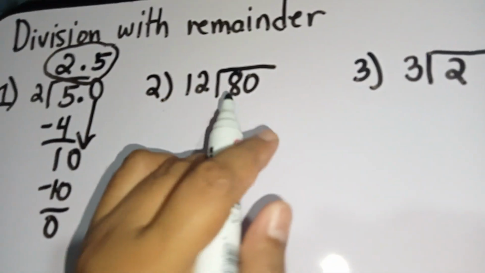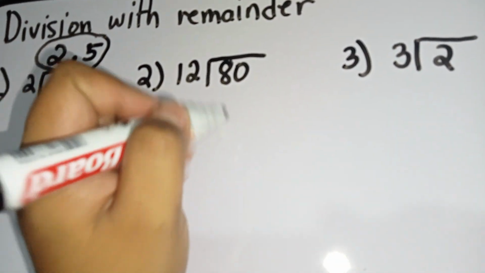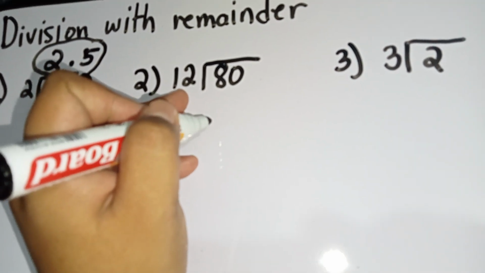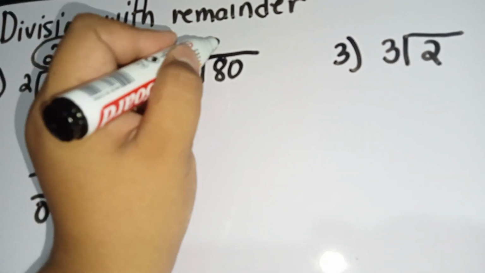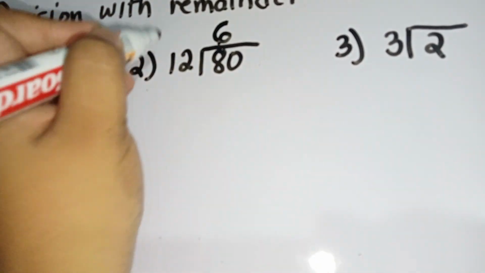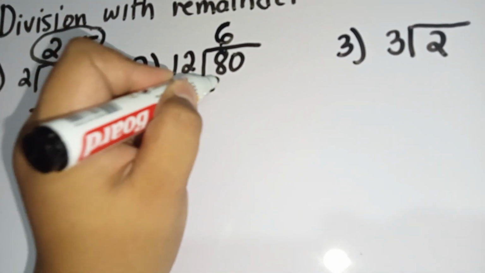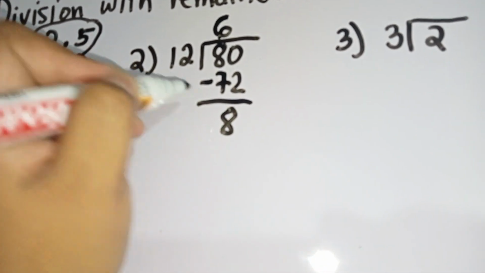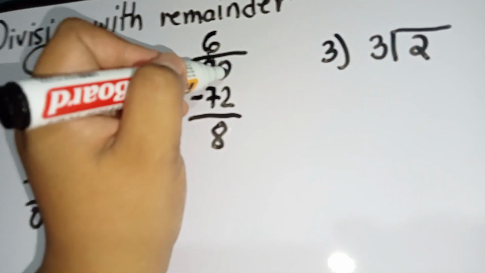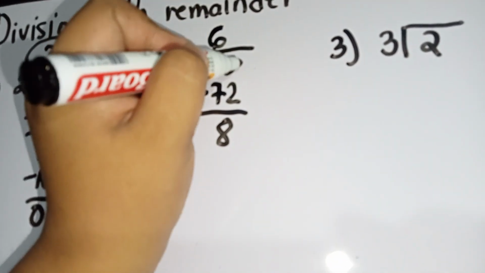For number 2, 80 divided by 12. How many 12s are there in 80? So you have here 6. That is 72, so minus 72. That would be 8. Notice now 8 is lesser than 12.